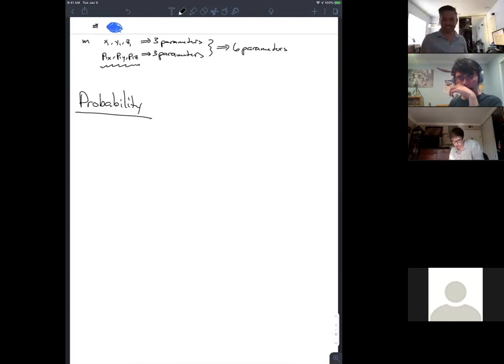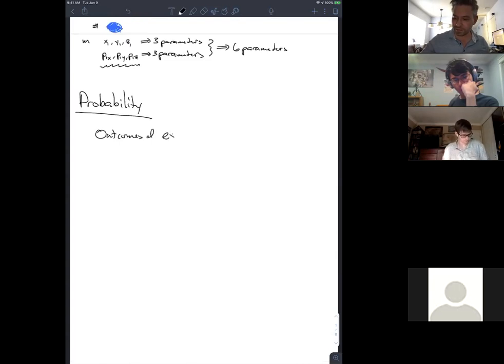I got a coin. All right, so now I'm going to do an experiment with this coin. Namely, I'm going to flip it. Boom. Heads. Fantastic. All right, so now that experiment has what's called a set of possible outcomes. The outcomes of your experiment form a set.